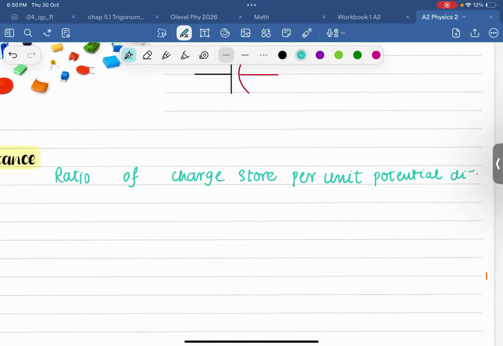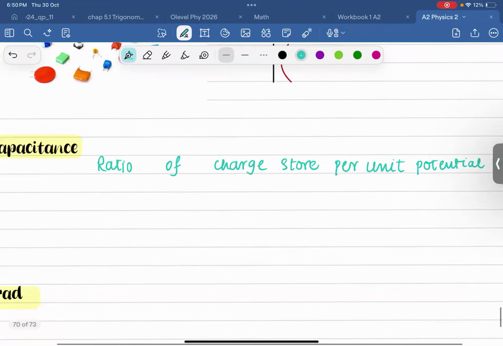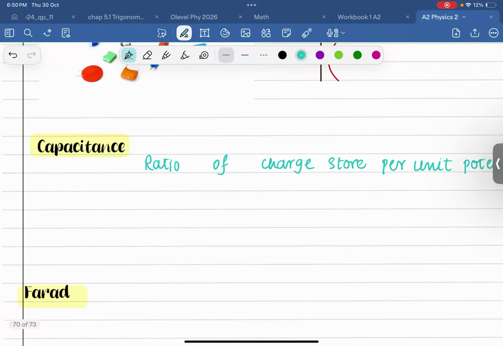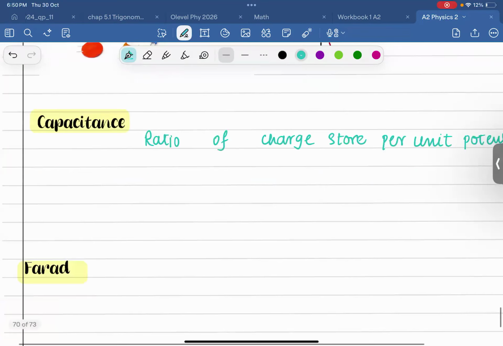Potential difference, okay. Now, if we write the formula for the capacitance using the definition, it is going to be C equals Q over V, right? Make sense?